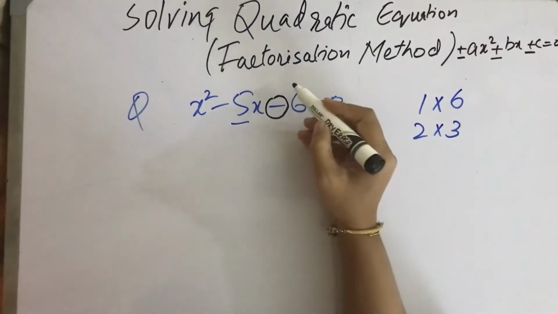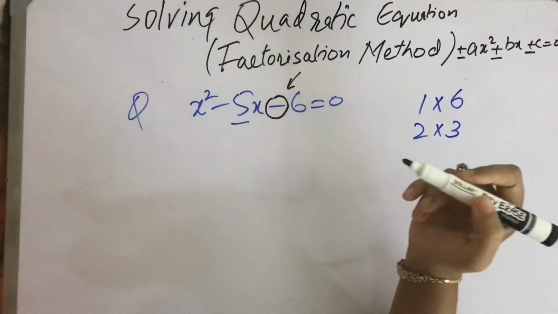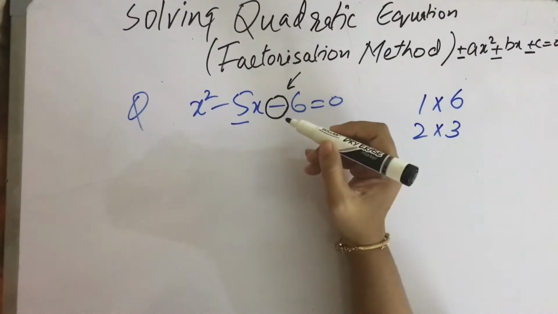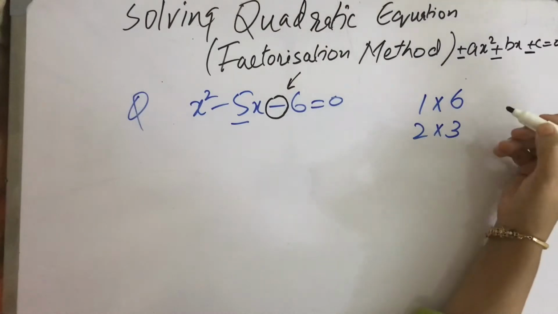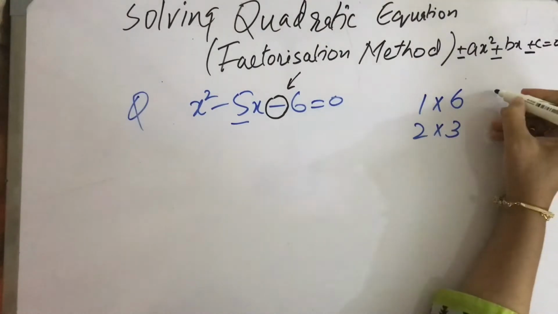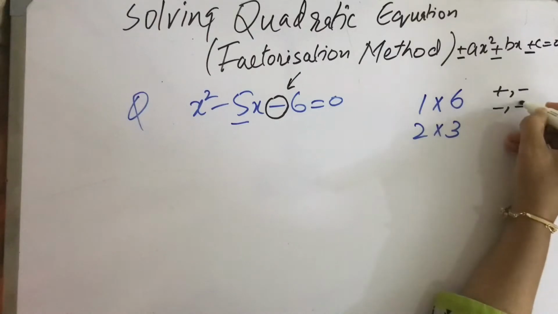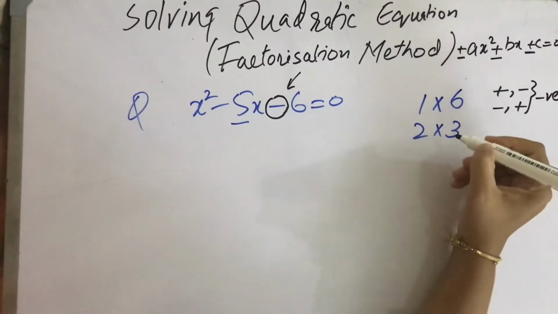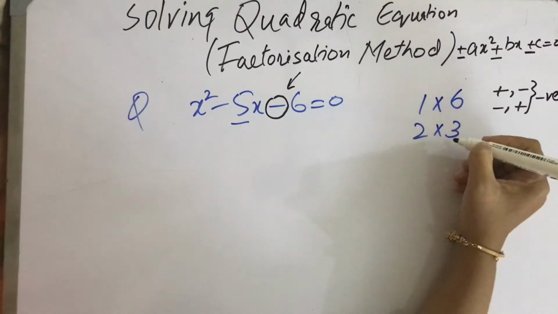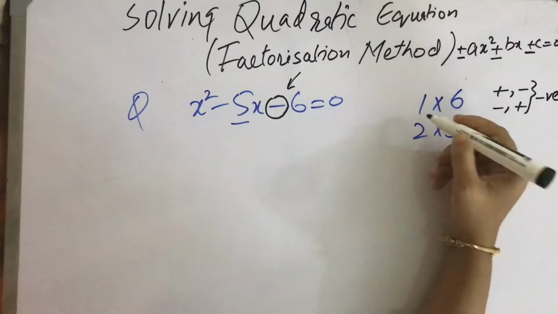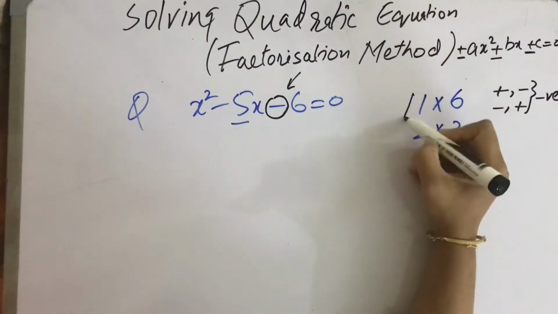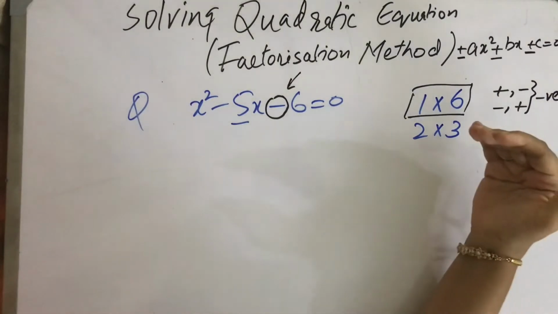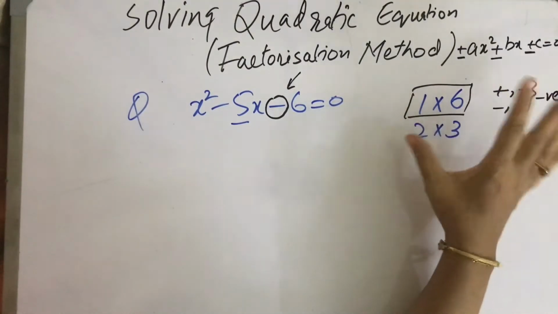But here we have C negative. 6 is negative. Now whenever you have the sign of C negative, it means that the two factors which you are going to take should have opposite signs, because whenever we have opposite sign, the product will be negative. So if I subtract 2 from 3, I will have 1, but if I subtract 1 from 6, I will have 5. So I have to select this pair which is found after doing the factorization of all factors.